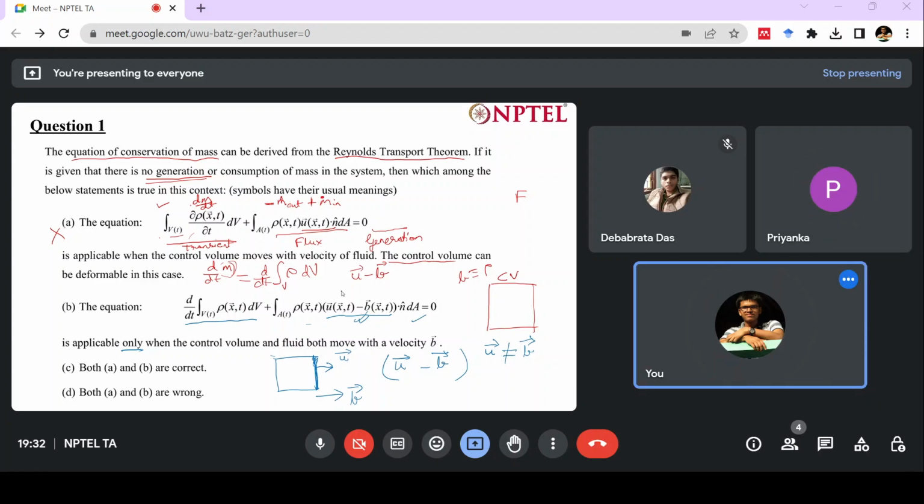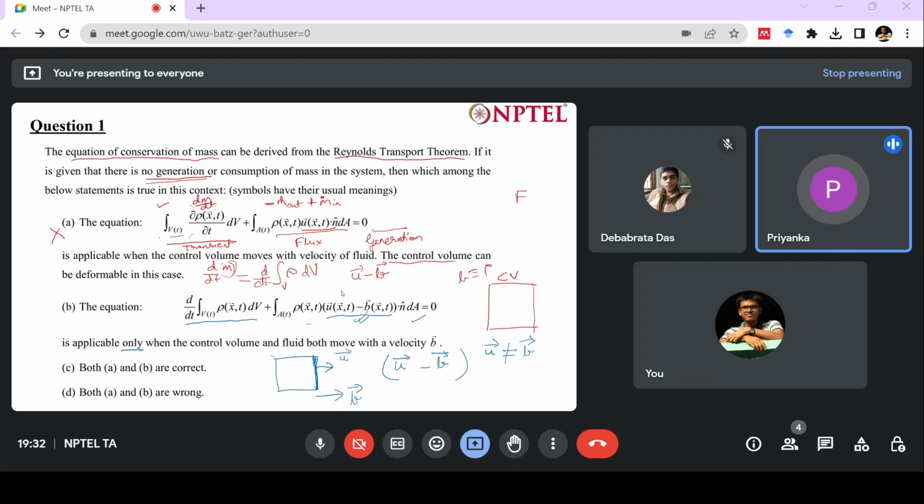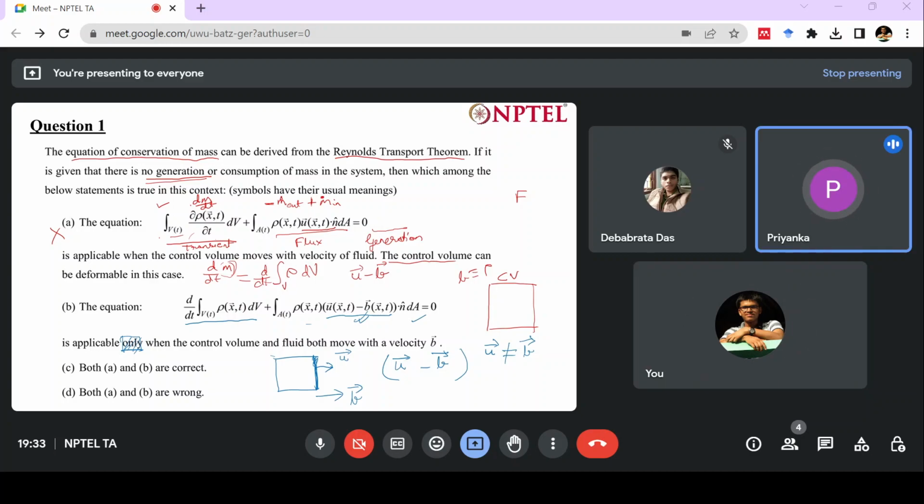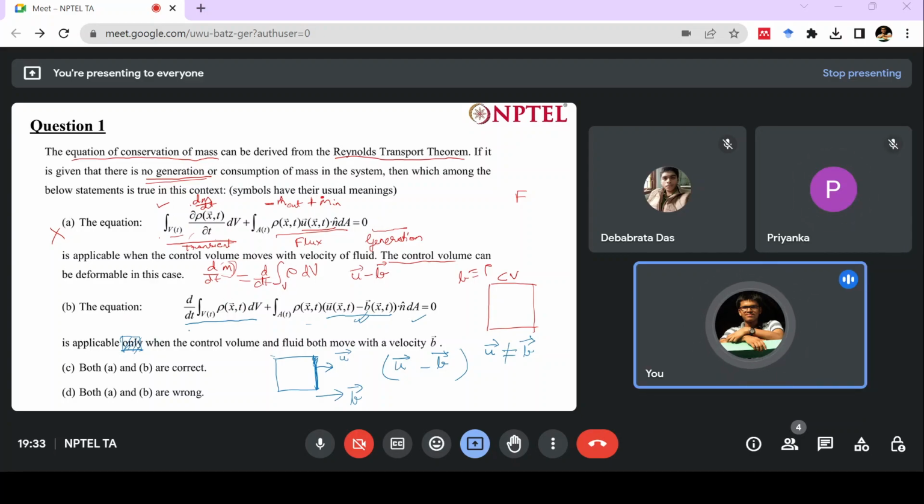Sir, if in option B the "only" term was not there, then is the statement correct or wrong? So the equation is applicable when control volume and fluid both move with a velocity v. Definitely this is correct. If my fluid moves with a velocity v, then u minus v will be zero.